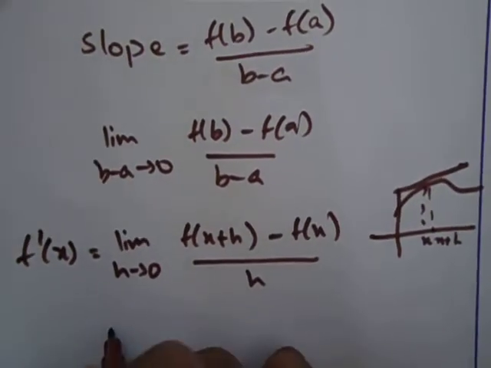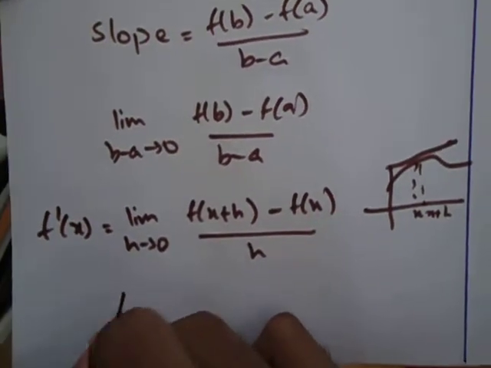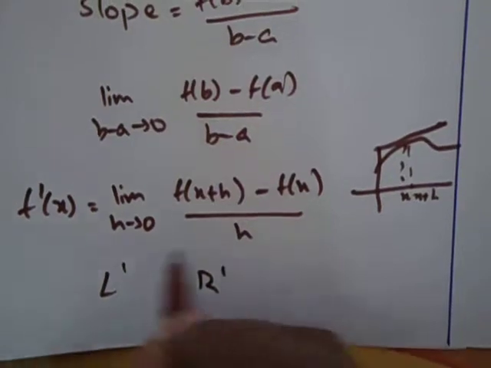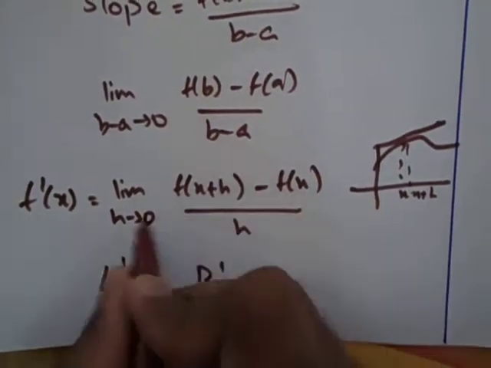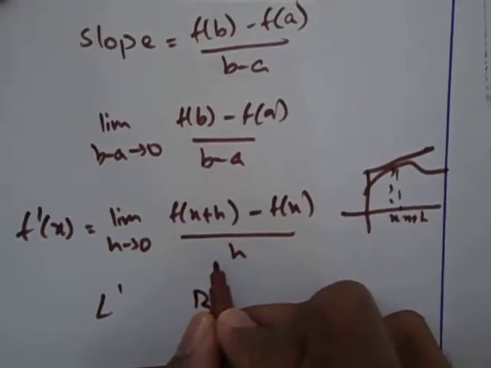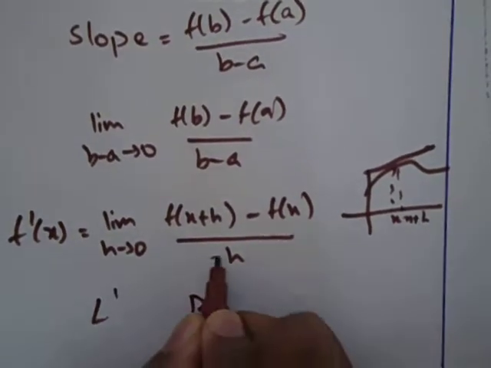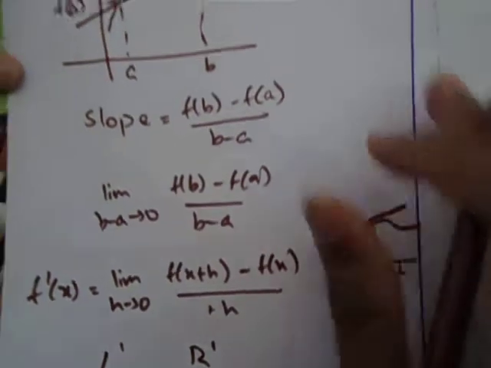And there are two types of derivative, that is the left derivative and the right derivative. In the left derivative there is a minus here, and the right derivative has a plus here. That's the difference. Let me show you an example.